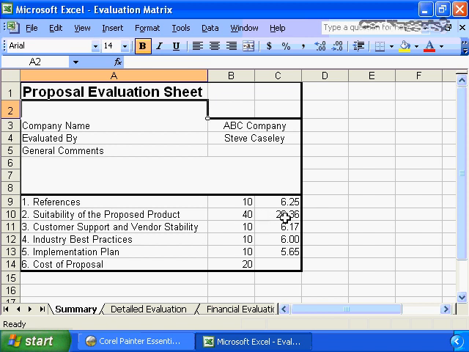That may be enough in itself to discount this vendor from further evaluation, or you may want to go on and look at other vendors. It may be that this is the best solution, but you'll notice at this point in time, the cost of the proposal I have not evaluated.